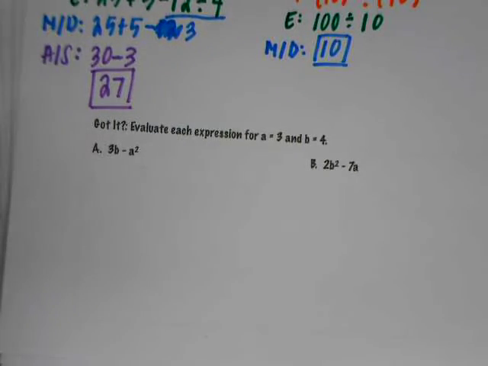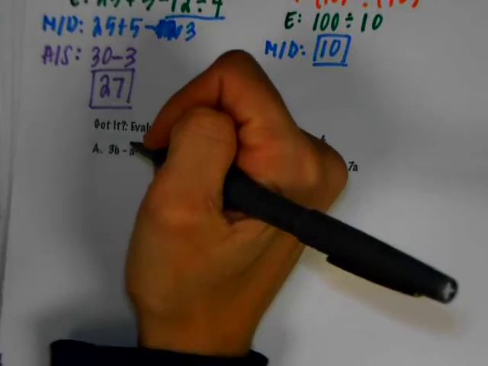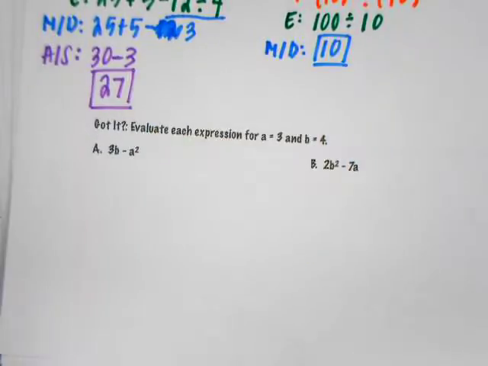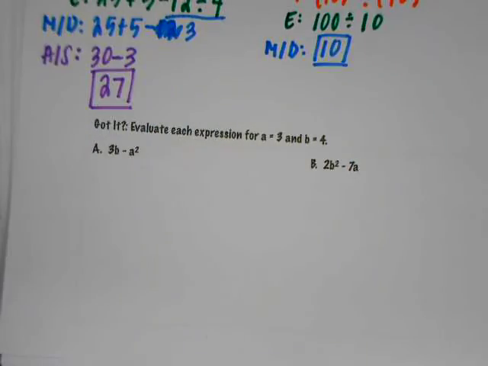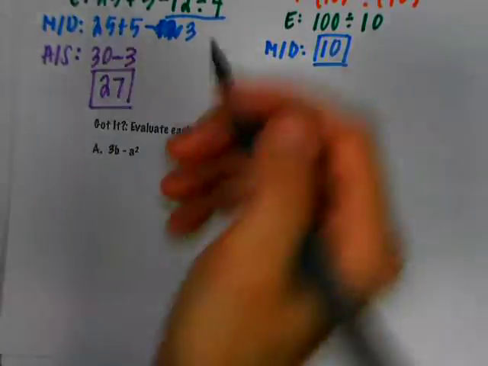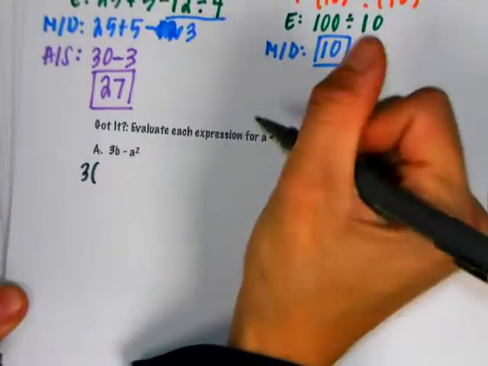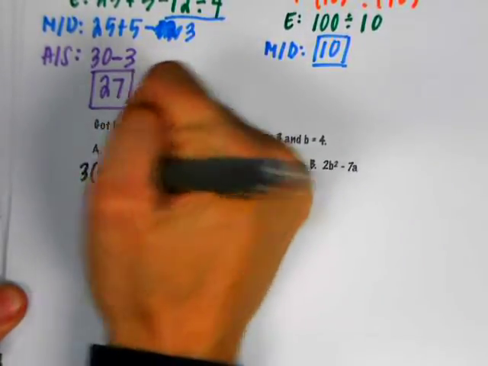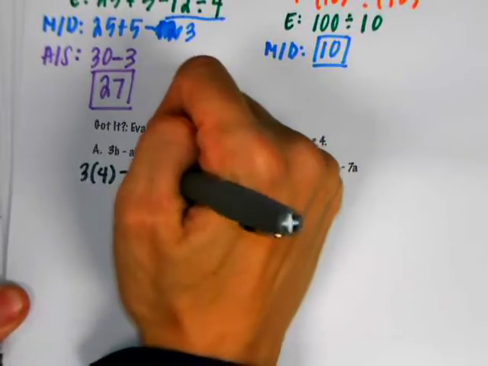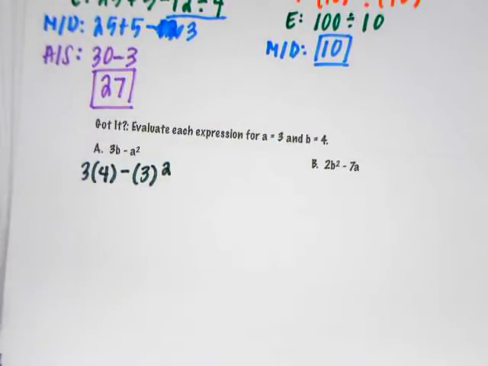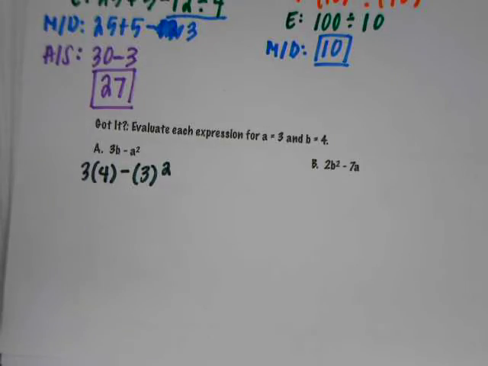All right, so let's plug those in. 3 and 4. Also, what I notice is people will plug the wrong number in for the wrong letter sometimes, so just slow down and double check. It'll be 3 times b, which is 4, minus a, which is 3, squared. So make sure it looks just like that.